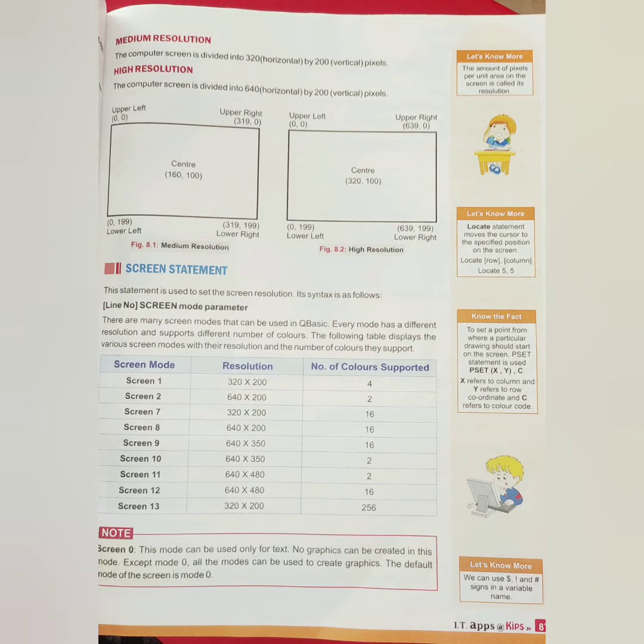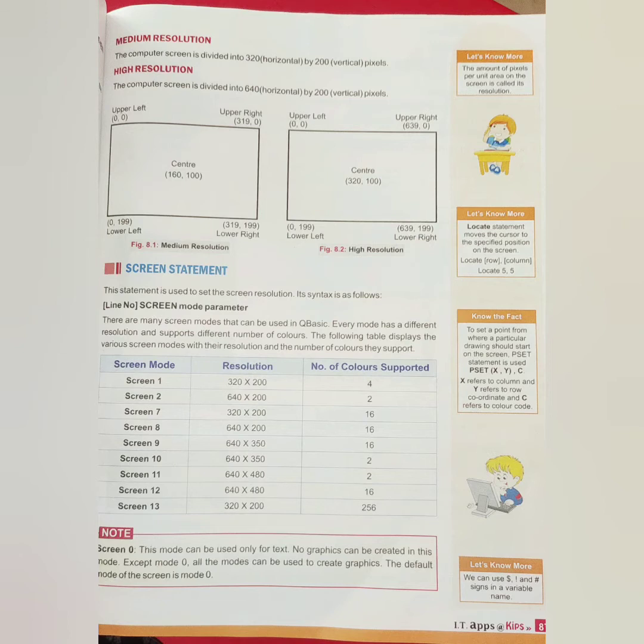So the first one is Screen 1. It is of resolution 320 multiplied by 200. It is the lowest resolution screen and it is very small in size. It supports only 4 colors, while Screen 2 is of size 640 multiplied by 200 and it supports only 2 colors. In our programs, we will use Screen 12. Why? Because it has 640 by 480 resolution and it supports 16 colors. Screen 13 has 320 multiplied by 200 resolution, which is very low, but it supports 256 colors.